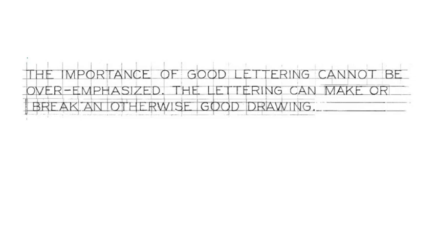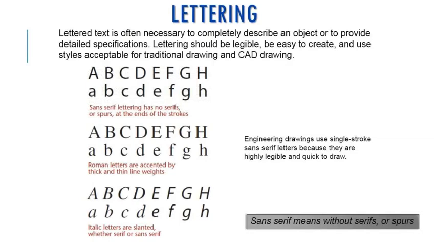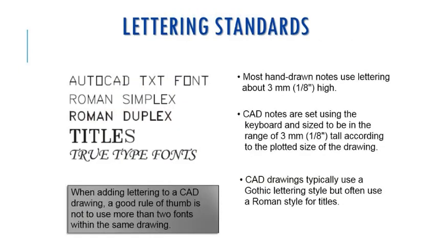This lettering composition is drawn with the use of guidelines to ensure uniformity in height of letters. The letters are in Gothic single-stroke font, all in uppercase. Here are sample letters that are legible, easy to create, and use styles acceptable for traditional drawing and CAD drawing. Standard lettering style, uppercase, proportions, spacing, must conform with ISO 3098 standards. Recommended lettering height for titles, dimensions, notes is about 3 mm or 1/8 inch high.